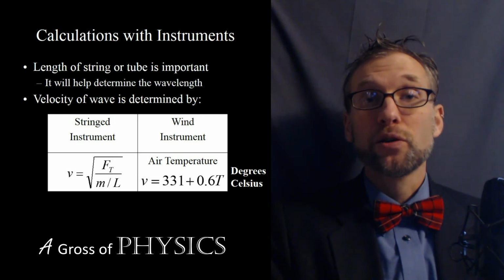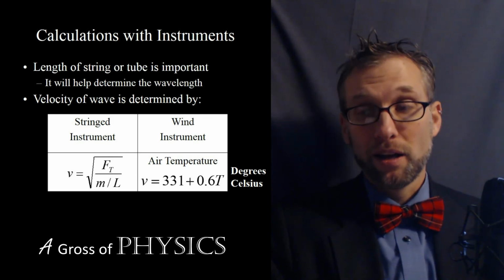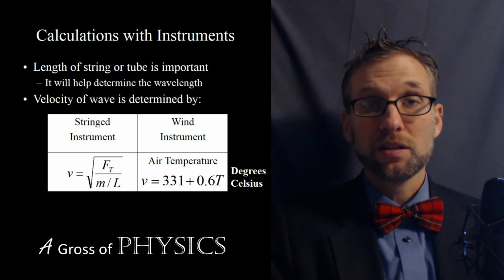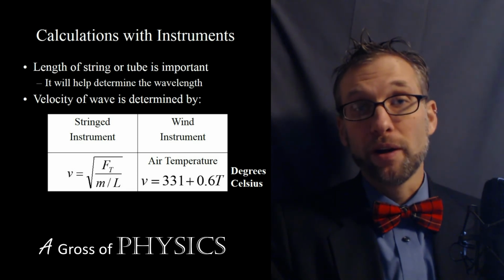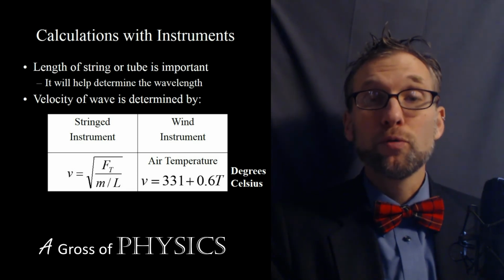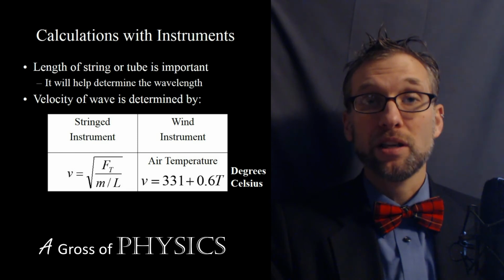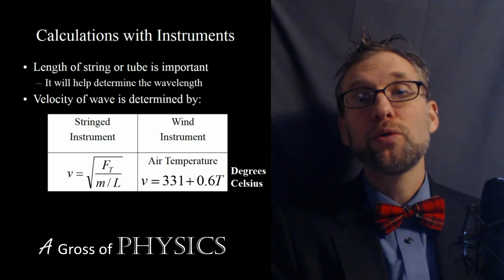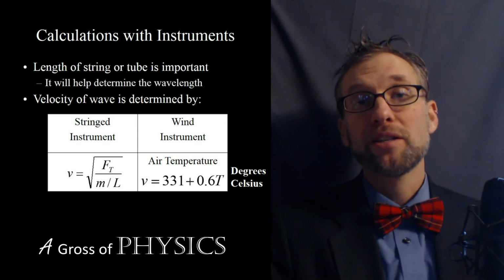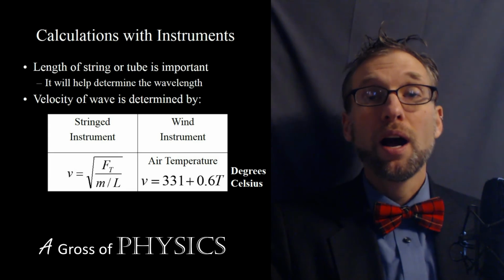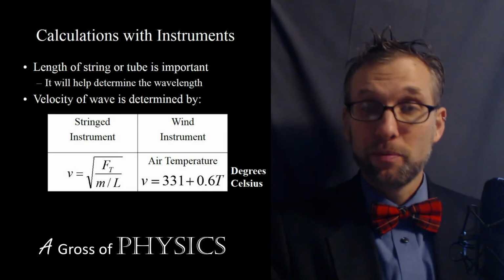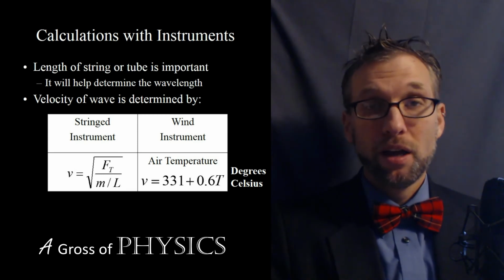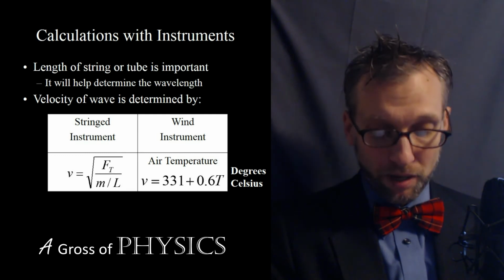If you have 0 degrees Celsius, you're at an air temperature of 0 Celsius, the waves travel at 331. At room temperature, which is 20 degrees Celsius, it would be 331 plus 12, or 343 meters per second. So typically the two speeds of sound waves are based on 0 or room temperature. But it could be any value between 0 and any value that you're given.